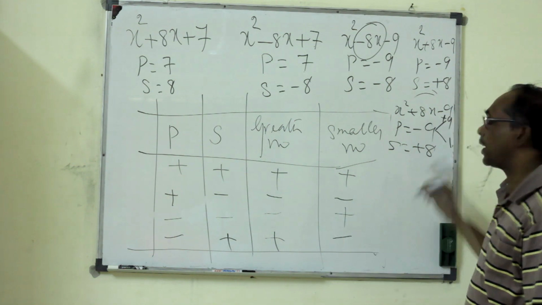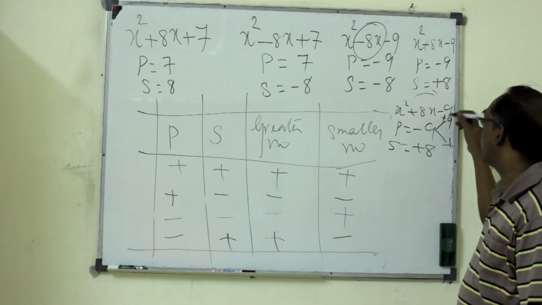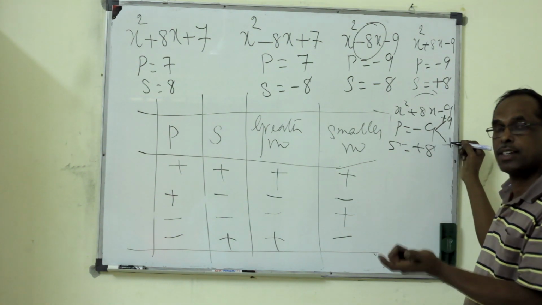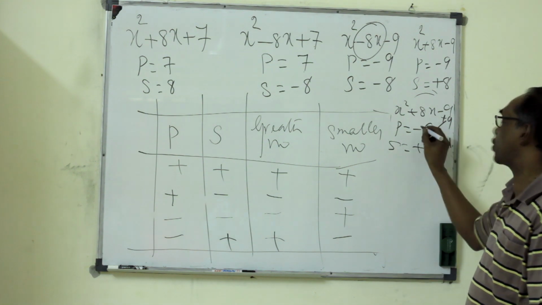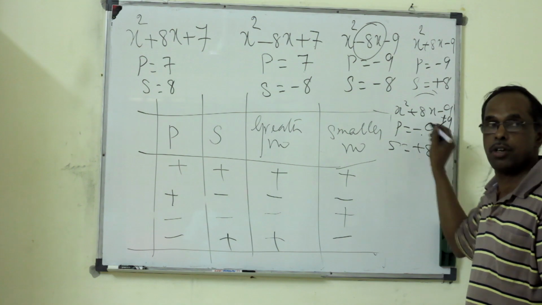The greater number is plus and the smaller number is minus. In that case, what are the numbers? Plus 9 and minus 1. Are you getting it? Yes. 9 into minus 1 is equal to minus 9. 9 plus minus 1 is equal to plus 8. So you got the numbers.